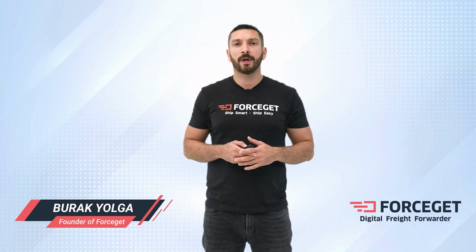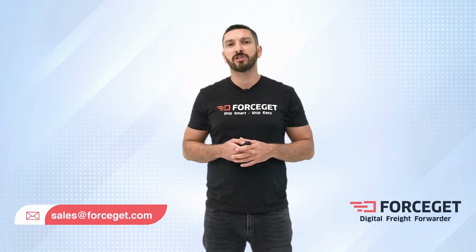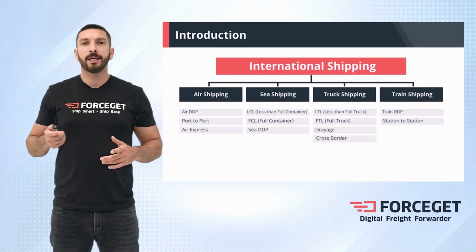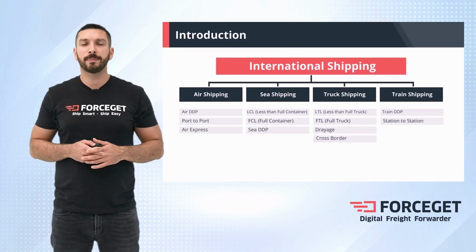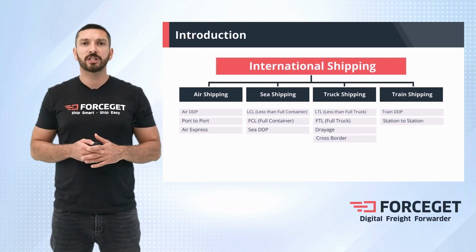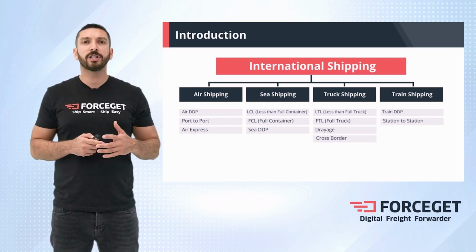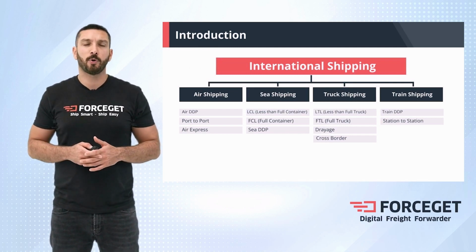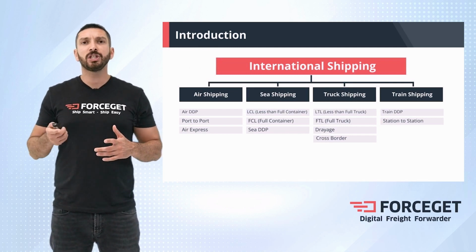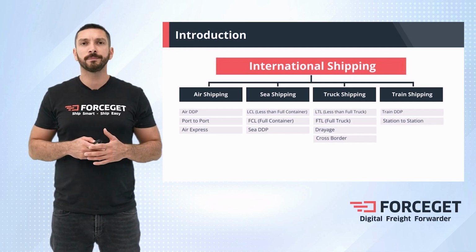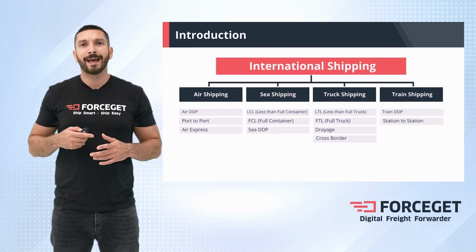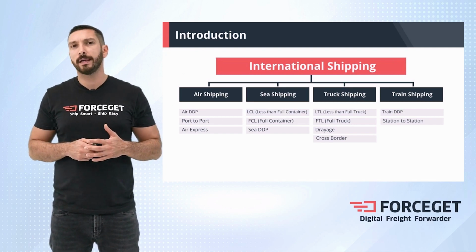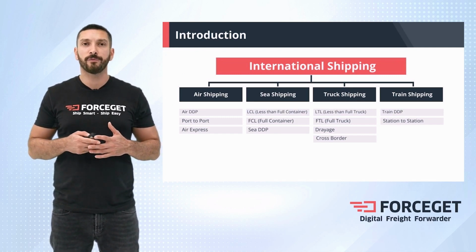In this video, I will be explaining the most common international shipping methods that you can use for shipping to Amazon FBA. Here, we will be talking about air shipping, sea shipping, truck shipping, and train shipping. For air shipment, I will explain air DDP, airport to airport, and air express. Sea shipment is mainly full container, less than full container, and CDDP. Truck shipment we use mainly in full truck and drayage and LTL, less than full truck.